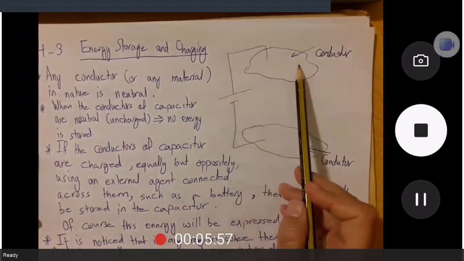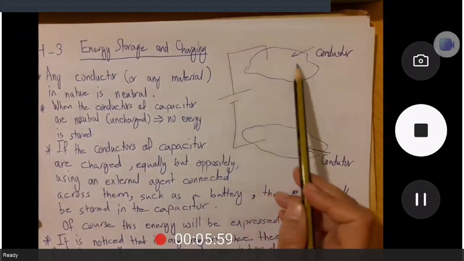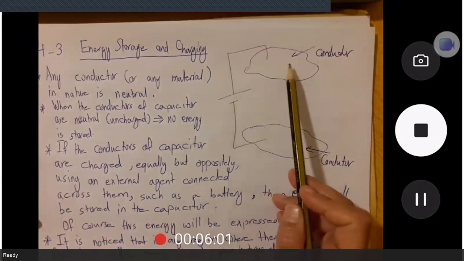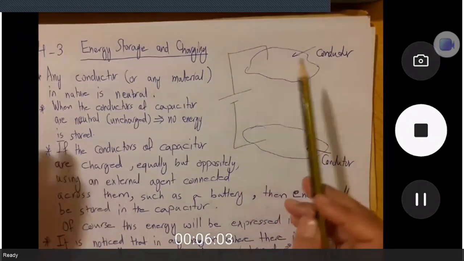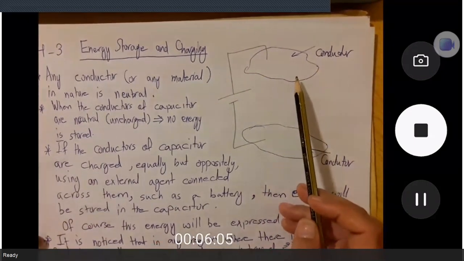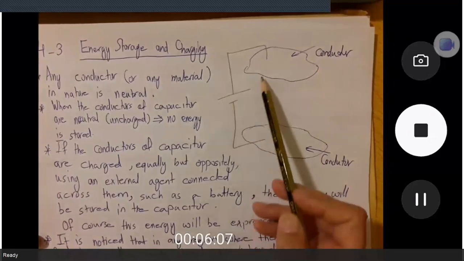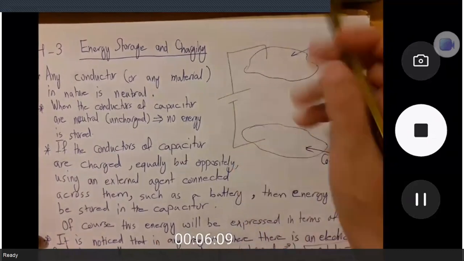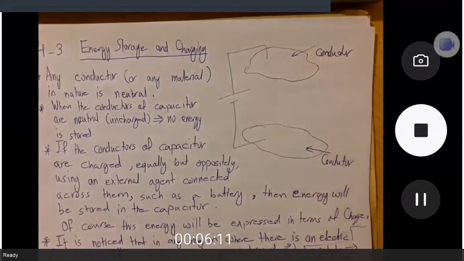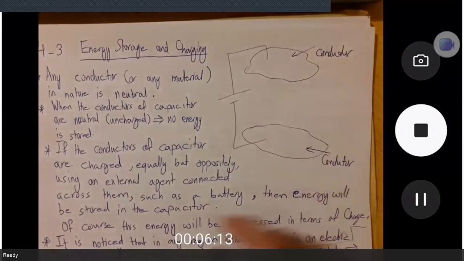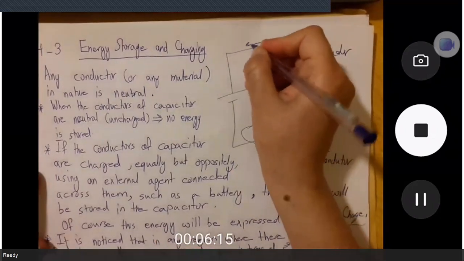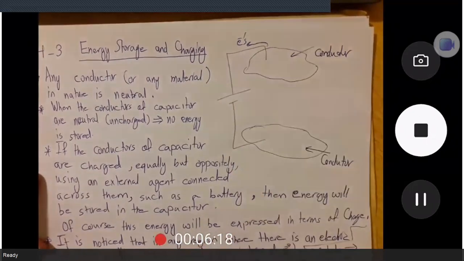The positive one is neutral. It has electrons and protons, with positive and negative charges equal to each other. Okay, this positive polarity is going to attract electrons to it. So electrons will be flowing this way.